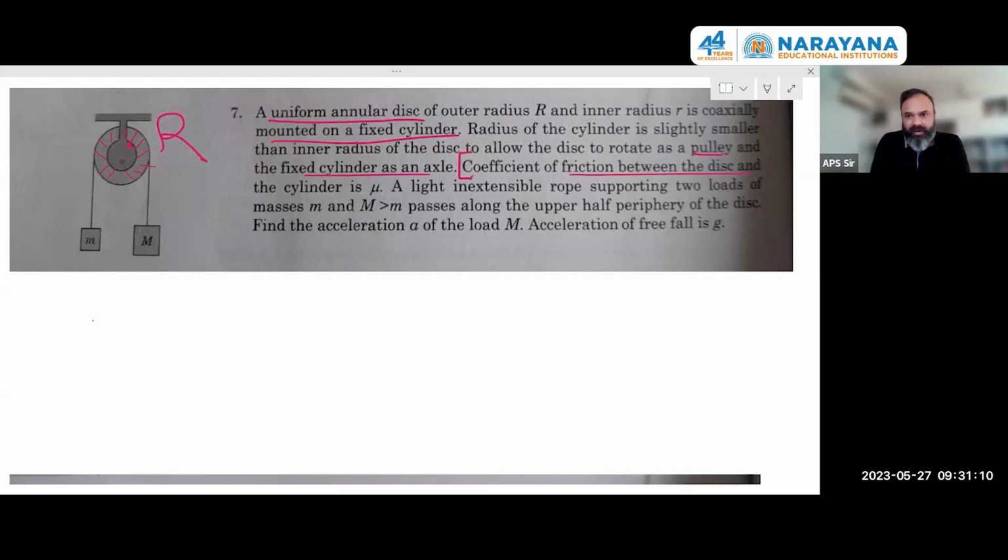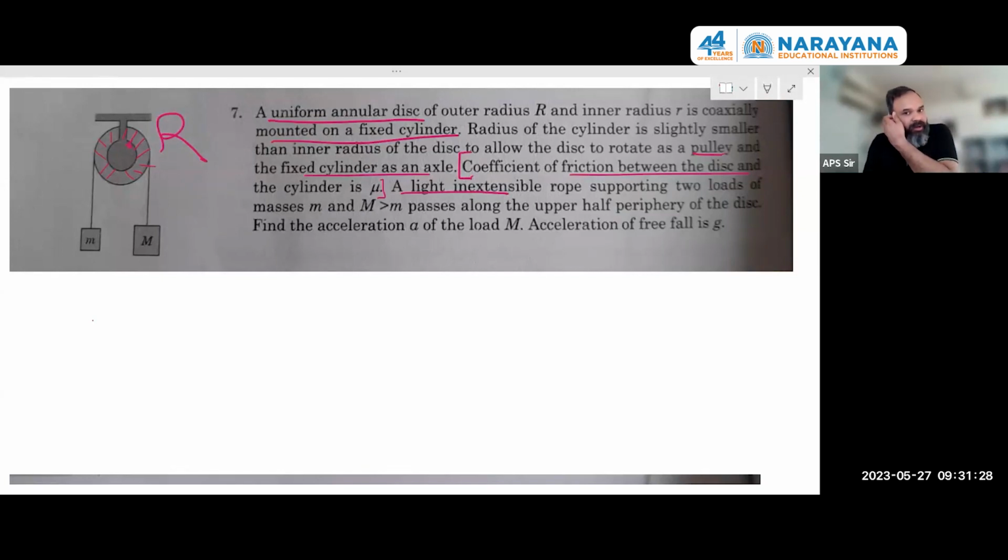And now he's talking about a different thing. He's saying there is a light inextensible rope. He's talking about this rope, supporting two loads. And remember, there is friction there also, because then only it is moving together. But he's not talking about the mu value there. He has only given mu value here.